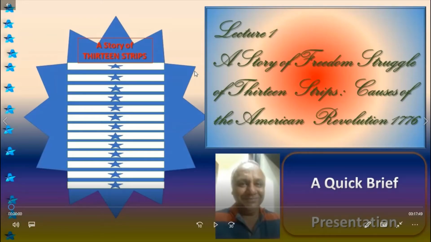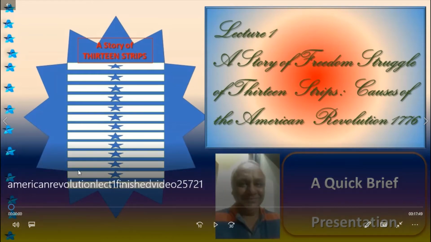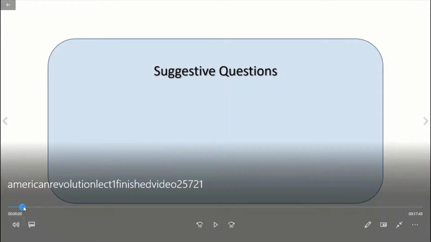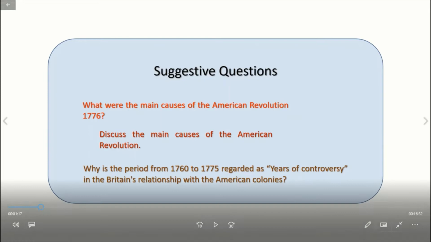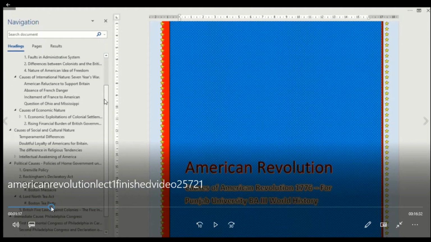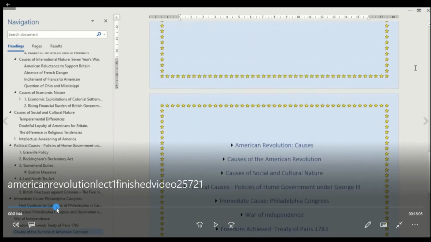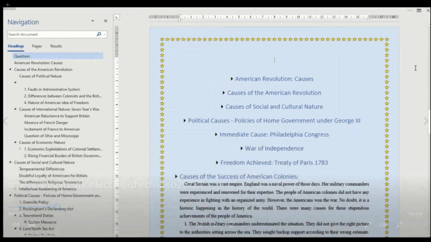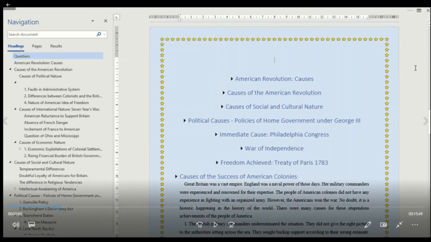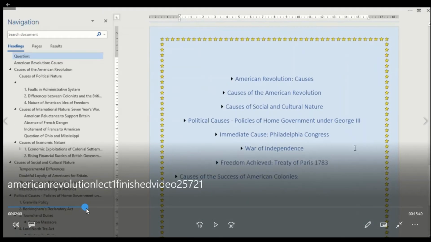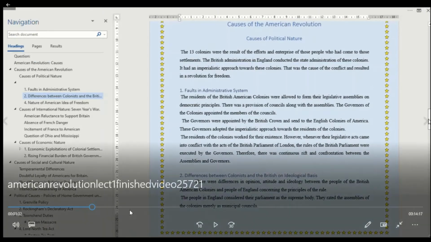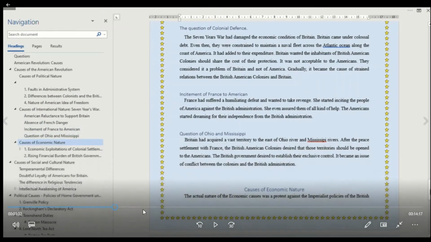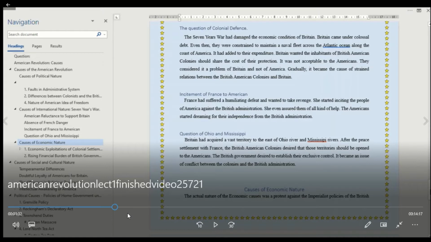It is the recap of the earlier lecture. In lecture 1, I have studied the causes of American Revolution 1776. In this lecture, I had taken up some basic suggestive questions. After that, I had discussed in detail different causes. They were mainly divided into 8 main headings. Each heading was further discussed in detail, and a glimpse of that document is here.